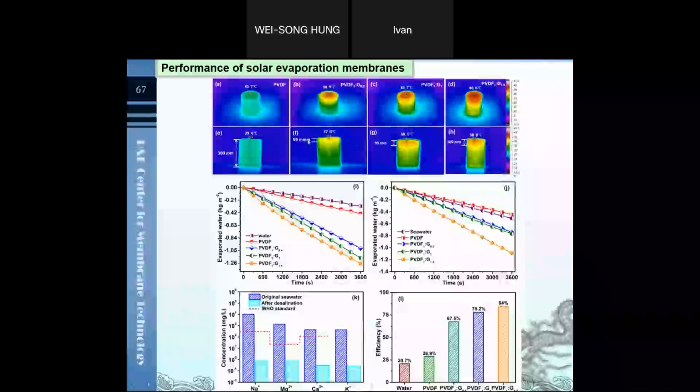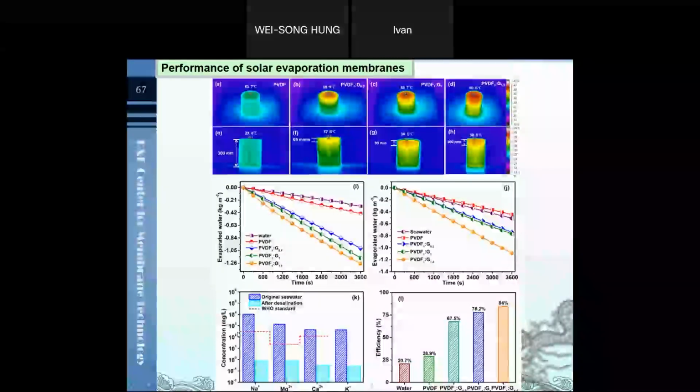And when we collect the water from the vapor, we check the water quality. We can see after the desalination, the water quality is better than the WHO standard. So this water can be directly used as drinking water.